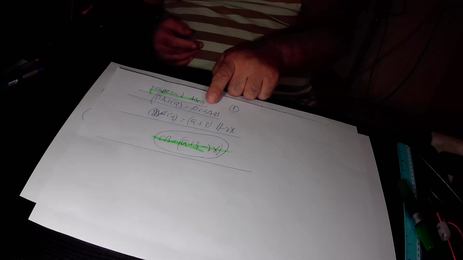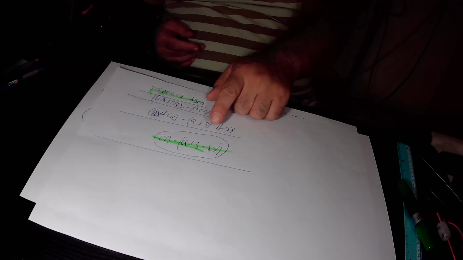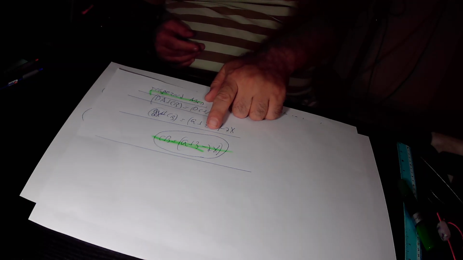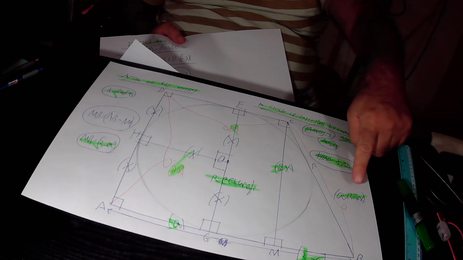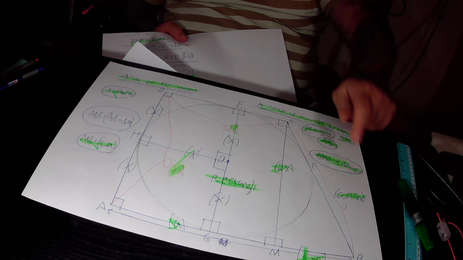From this equation, we found that the missing side CB equals a plus 3 minus 2x units in its length. This is the missing side CB, equal to a plus 3 minus 2x units in its length.